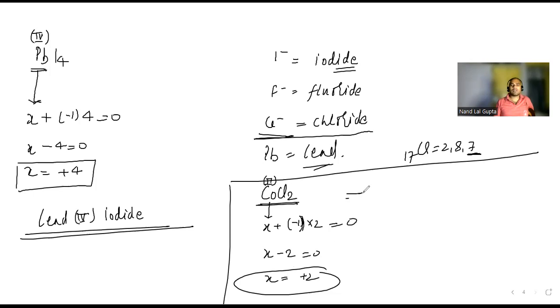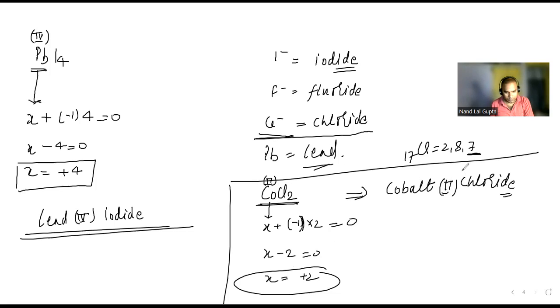Now let us try to write the name. What will be there? Cobalt, cobalt second chloride. Cobalt second chloride. Can you understand now?